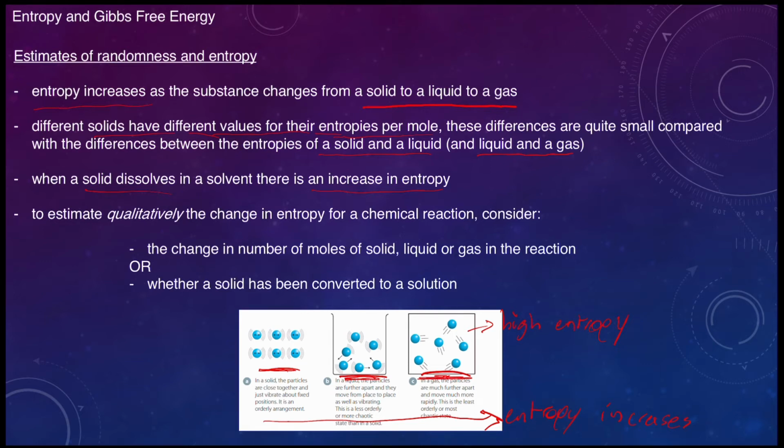So to estimate qualitatively the change in entropy for a chemical reaction, which we're going to do in a second, consider the following. Have a look at whether there's a change in the number of moles of solid, liquid or gas in the reaction, or you can have a look at whether a solid has been converted to a solution.